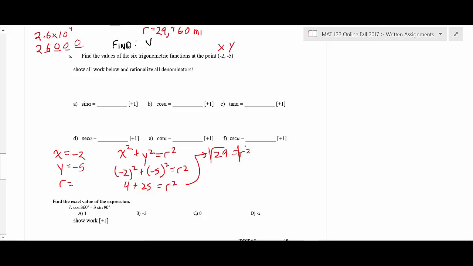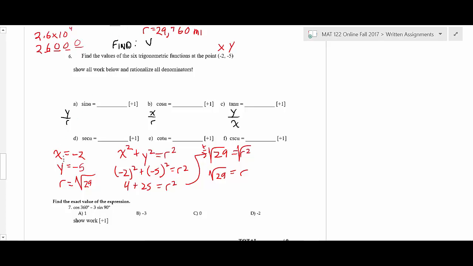Now we do the square root of both sides, so we get r is root 29. Technically you have a plus or minus there, but the radius is always positive. So we have radius is square root of 29. Now it's just a matter of applying your definition. So the sine is y over r. The cosine is x over r. The tangent's y over x, and then you can do the reciprocals as you go.